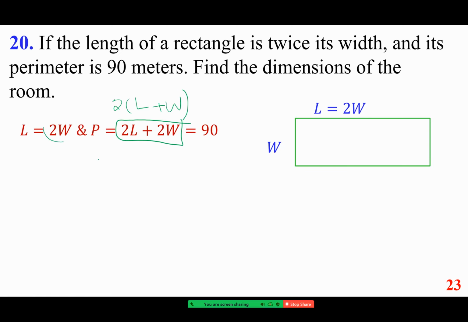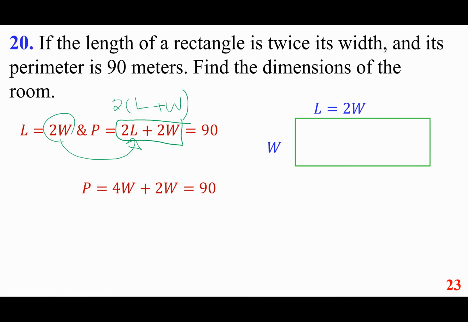If I replace the L with 2W, then 2 times that would give me 4W. I will combine the 4 and 2 to 6W. When I divide, the width becomes 15. I always use the given units, proper units, 15 meters, and the length is twice that, 30 meters.